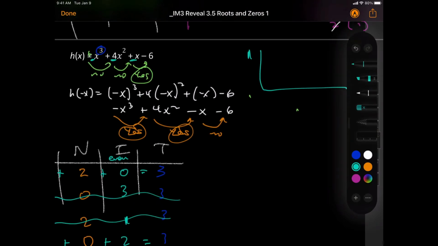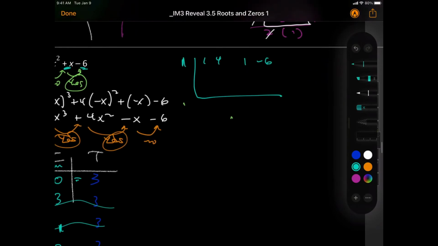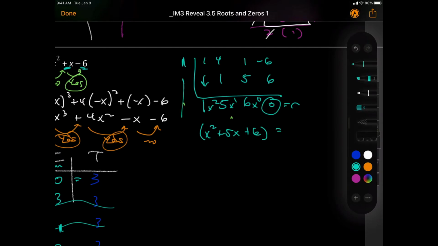So 1. Now our synthetic substitution or division. 1, 4, 1, -6. Bring it down, multiply, that's a 1. Add down, multiply, add down, multiply, and this is our remainder. So you have x to the second plus 5x plus 6, and that one becomes, pay attention, x minus 1. Remember that?